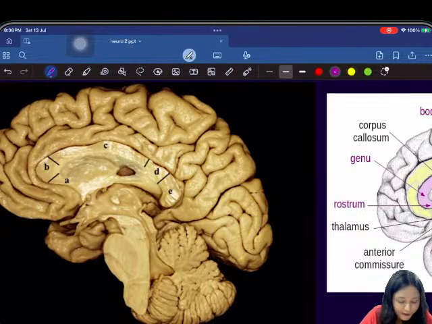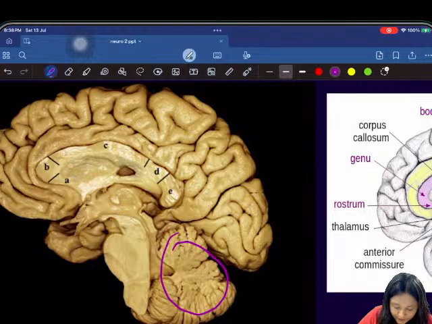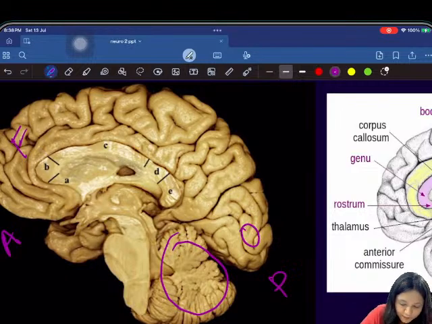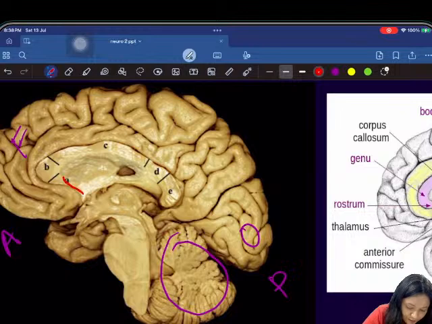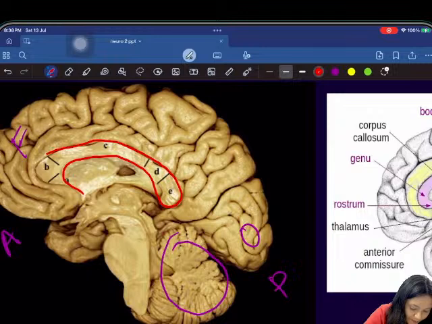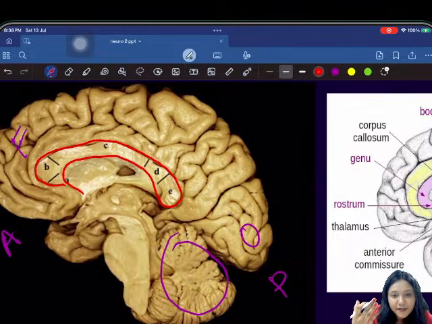First of all, you orient yourself. I always tell the students, first orient yourself. As you can see, this is the cerebellum. So this is the posterior part, this is the anterior part, this is the frontal lobe, this is the occipital lobe. Now this part is the corpus callosum. Remember, anteriorly you have the genu and posteriorly you have the splenium.